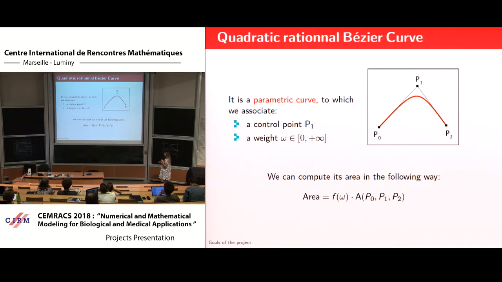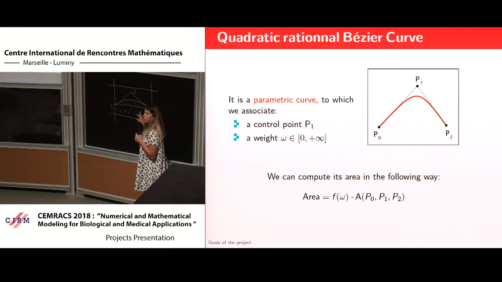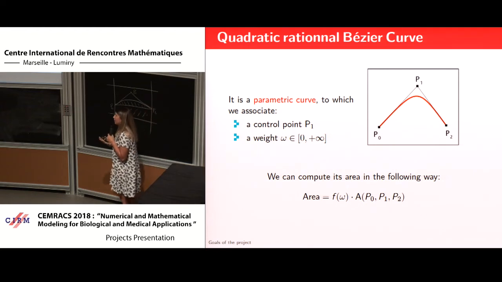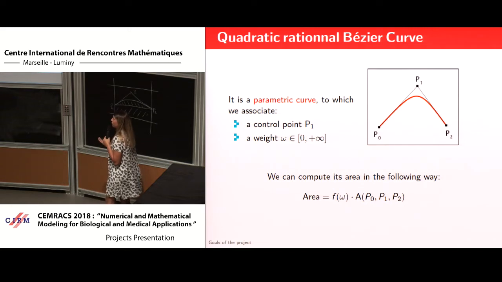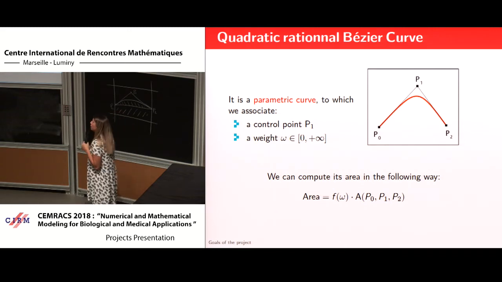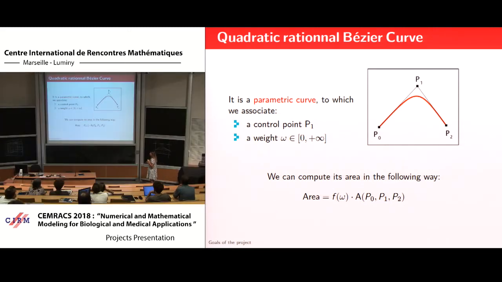Actually, when it takes this value, we come back to the case of a linear reconstruction. So by extending the method using this kind of curve, we can actually go back to the original Depere method by taking just omega equal to infinity.